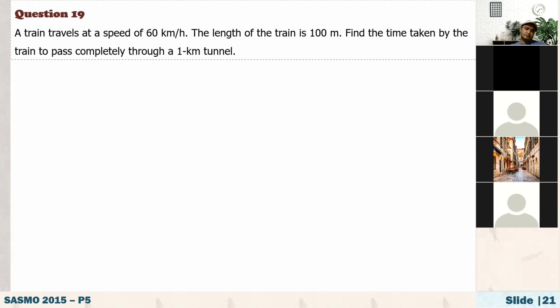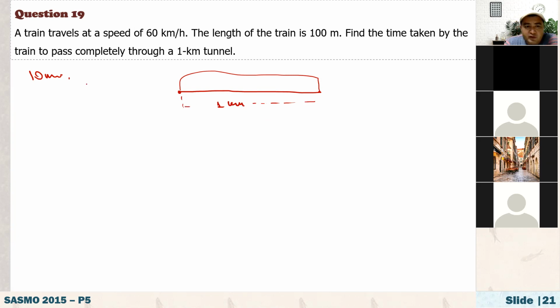Is it 10 minutes? 10 minutes. Find the time taken by the train to pass completely. You are saying 10 minutes. So here again, actually that is our, let's say, tunnel, right? Some kind of tunnel. All right. And it says the length of the tunnel is 1 kilometer. So now the train is coming here. And let's say this is our train. And it just enters, right? We just start counting the time. And after that, when it leaves the tunnel, right, then we stop our watch.